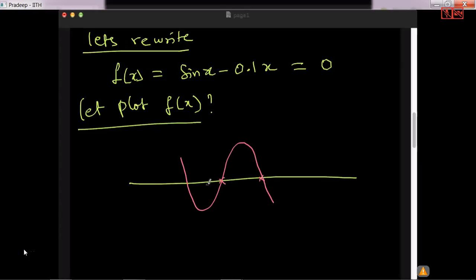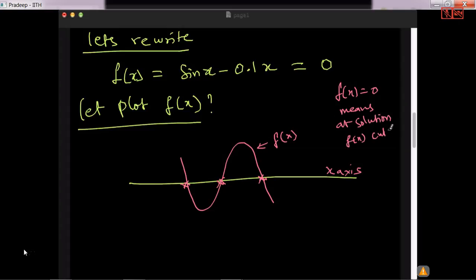So wherever it is cutting the x-axis is the solution. So this is the x-axis and this is the function f of x. So f of x equal to 0 means wherever it is cutting x-axis, that is the solution. At solution, f of x cuts x-axis.